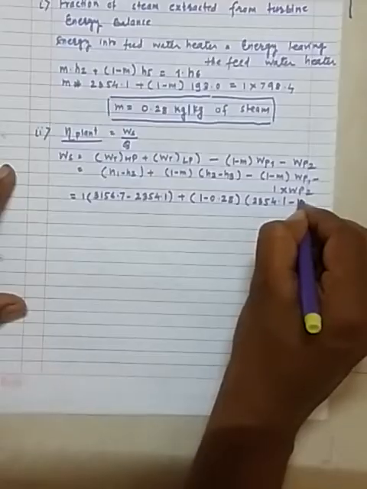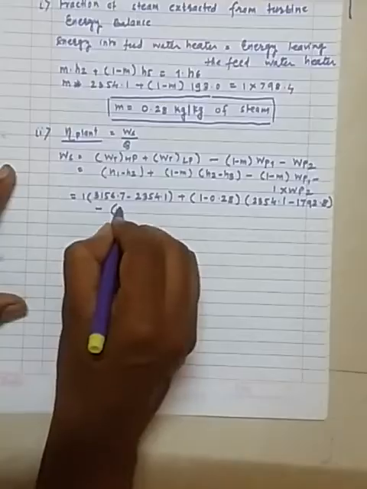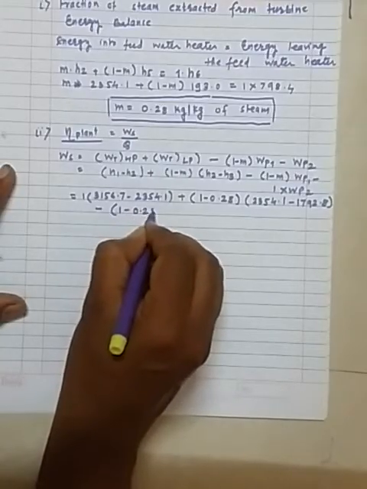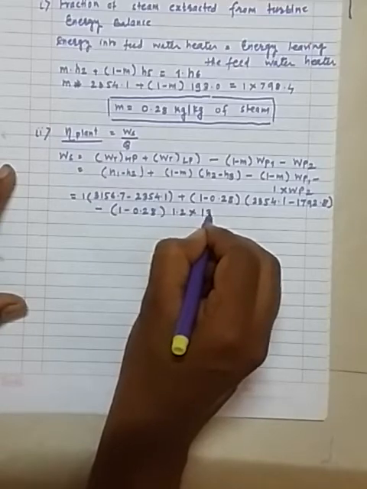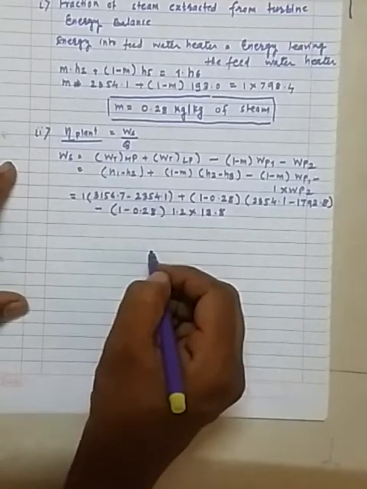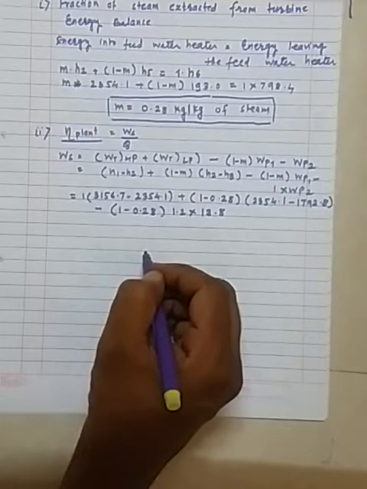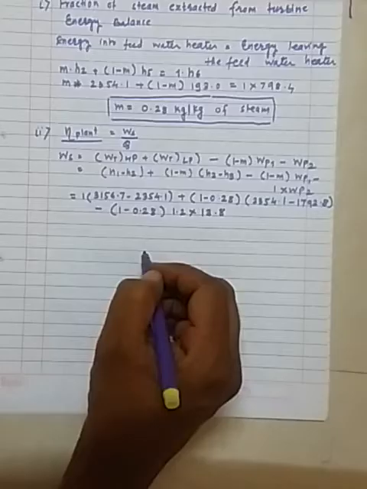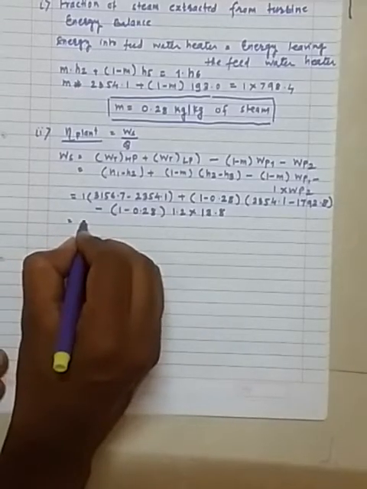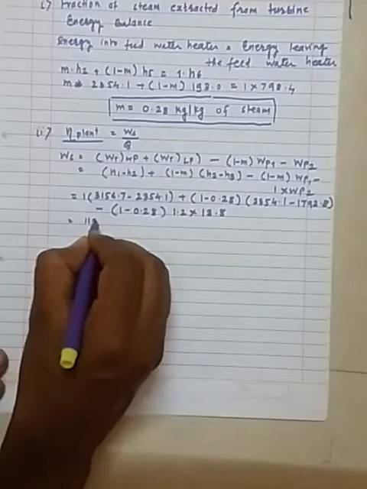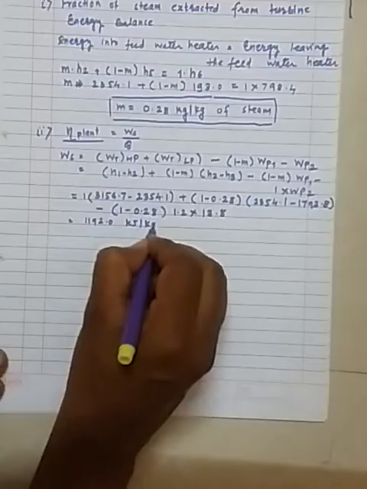2354.1 minus 1792.8, minus (1 minus 0.228) into 1.2, minus 1 into 13.8. So this is very important, to obtain the value of pump work. The shaft work is 1192.0 kilojoule per kg of steam.